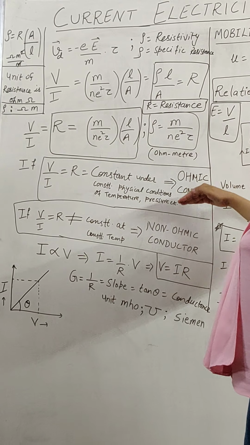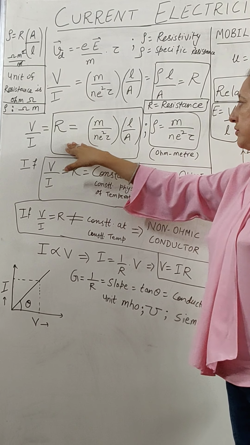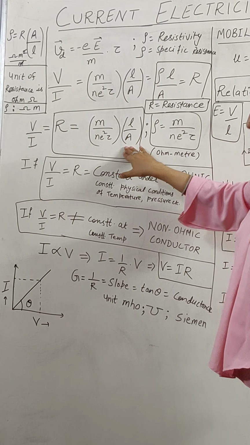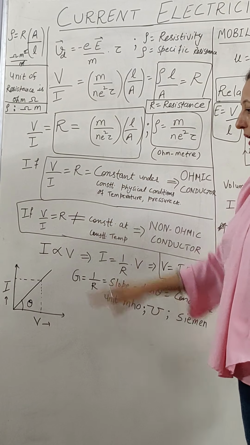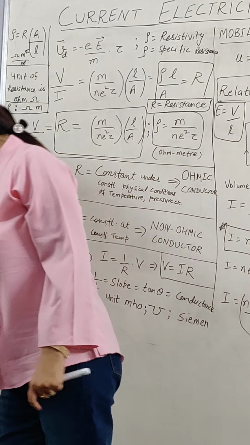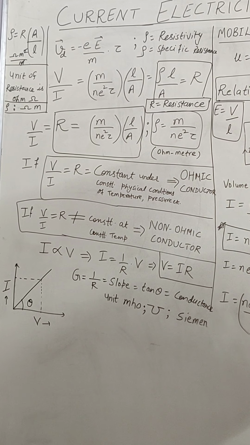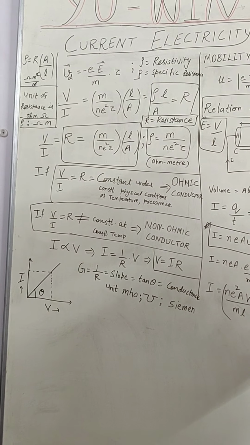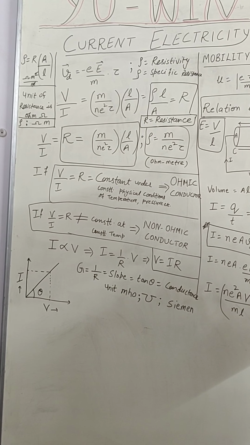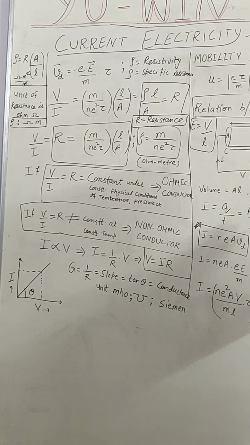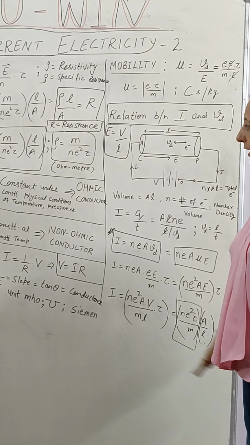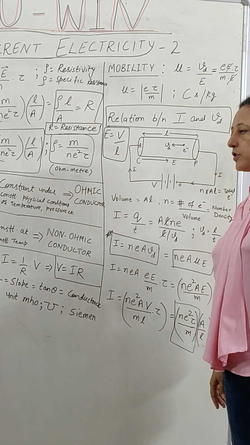Now we come back to the same expression, V by I is equal to R is equal to ml upon Ne square A tau. Now a very important law, known as Ohm's law. I hope all of you have noted it down, or shall we give a screenshot of it? We can zoom in and show it to you. Is the whole board clear to you? Then I can rub this mobility part and I can discuss Ohm's law.